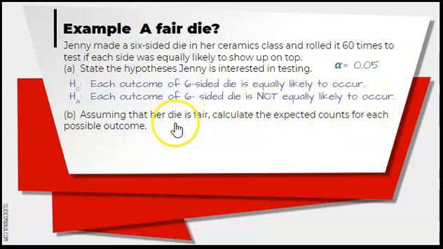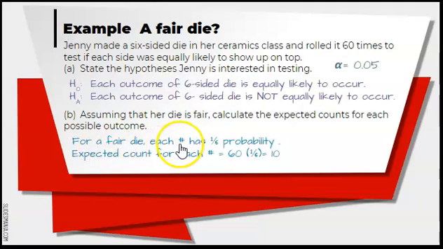Assuming that her die is fair, let's calculate the expected counts for each possible outcome. She rolled it 60 times. For a fair die, each number has a 1 out of 6 probability. So the expected count for each number will be 60 times 1 out of 6. Doesn't matter if it's a 1, 2, or 3, the probability is the same. So for each outcome, the expected count is 10.